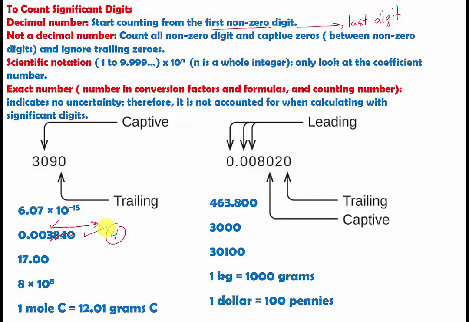Let's look at another decimal number. Here we have 17.00. Our first non-zero is at the 1, and we start counting to the very end, which also gives you 4 significant digits.